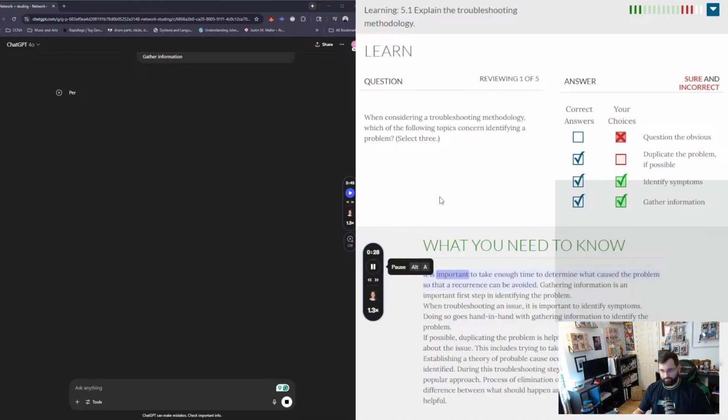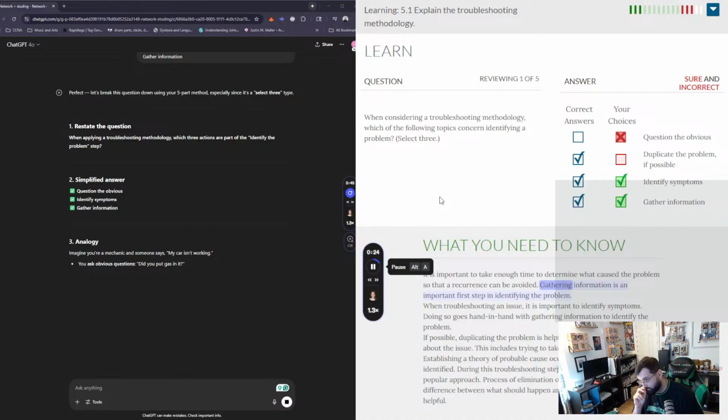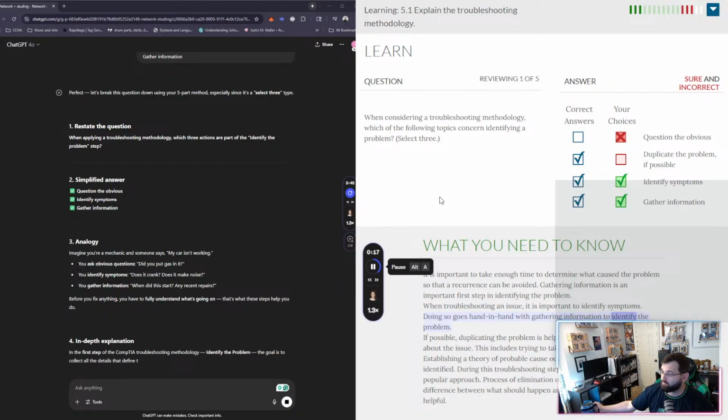It is important to take enough time to determine what caused the problem so that a recurrence can be avoided. Gathering information is an important first step in identifying the problem. When troubleshooting an issue, it is important to identify symptoms. Doing so goes hand in hand with gathering information to identify the problem. If possible, duplicating the problem is helpful when gathering information about the issue. This includes trying to take the same steps as the user.